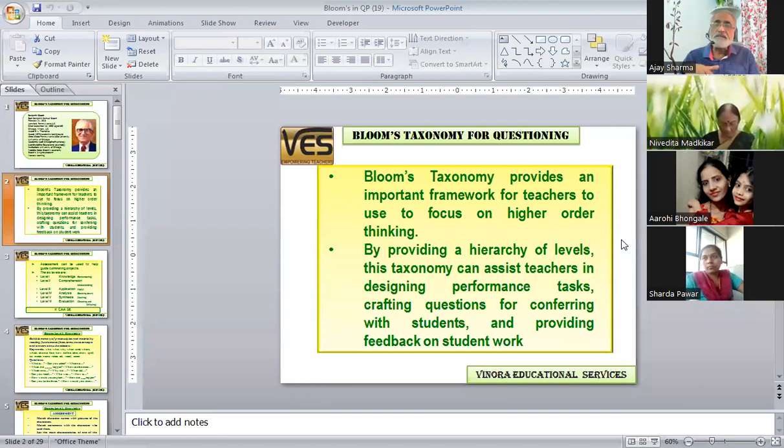Generally, I have seen in the correction work, teachers put a right or a cross. But that is not the way. That is only the preliminary way of correction. If you say it is wrong, you must write over there what exactly is the correct answer. So that thing also you will learn in Bloom's taxonomy.